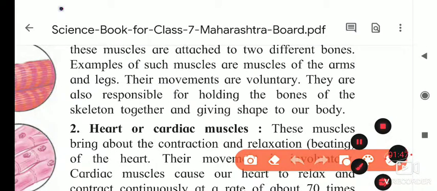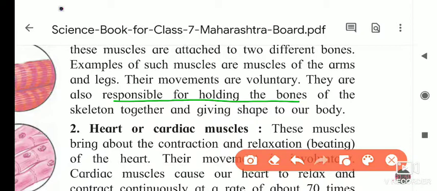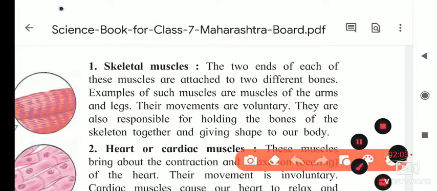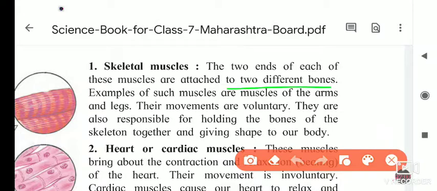They are also responsible for holding the bones of the skeleton together, and giving shape to our body. So that is about the skeletal muscles. The main thing is that they join the muscles to the bones, to two different bones. They are voluntary muscles, responsible for holding the bones and giving shape to the body. So underline these points. Skeletal muscle, these are the main points.